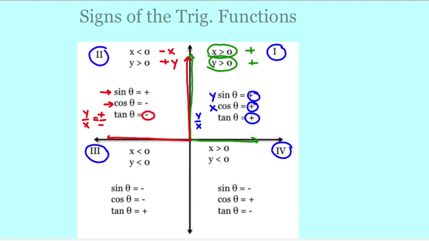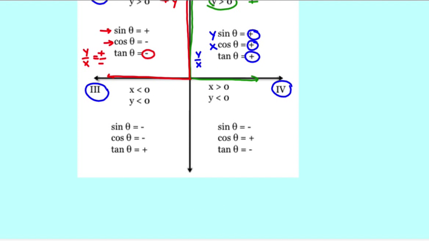All right, let's drop down to quadrant 3. In quadrant 3, on your x-axis, you're going in the negative direction. On the y values, you're going in a negative direction. So that means your sine, which is y, is negative, your cosine is negative, and your tangent, which is y over x, is a negative divided by a negative, which equals a positive.